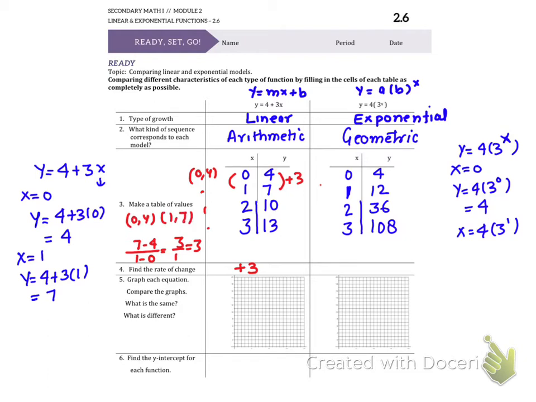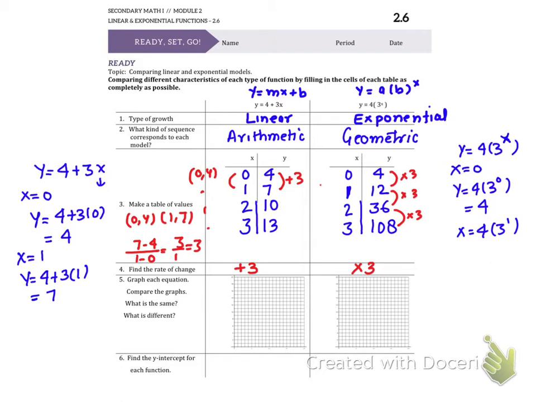So you can do it that way also, or you can simply read it from the table because the x is changing by unit value. And here it's a geometric, so it's multiplied by 3 every time. So we can simply say the rate of change is that it's multiplied by 3. And let's graph it. Let's do the graphing part.